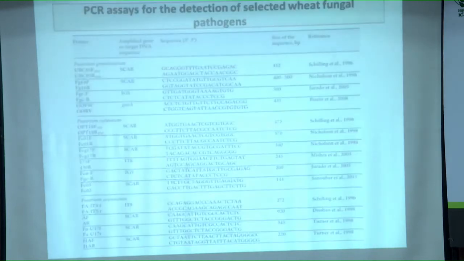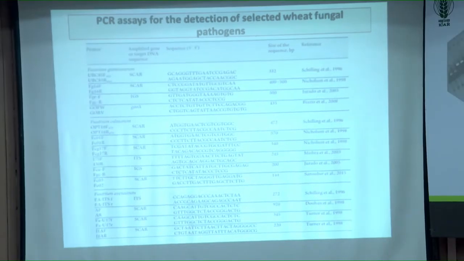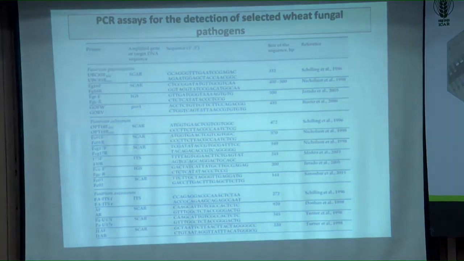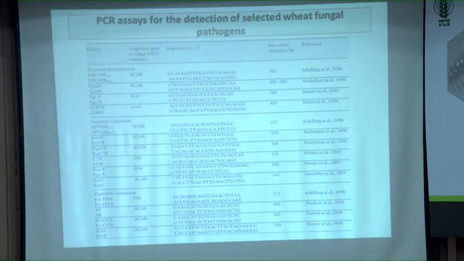These are some examples where, in the case of wheat, different types of markers are developed for different pathogens. You can see SCAR markers based on IGS, ITS, those regions, where they have designed primers and are able to detect the pathogen.